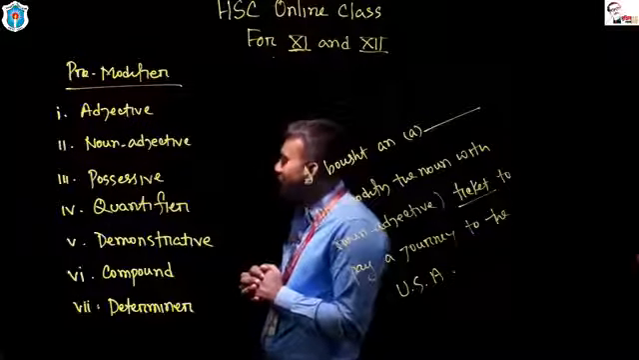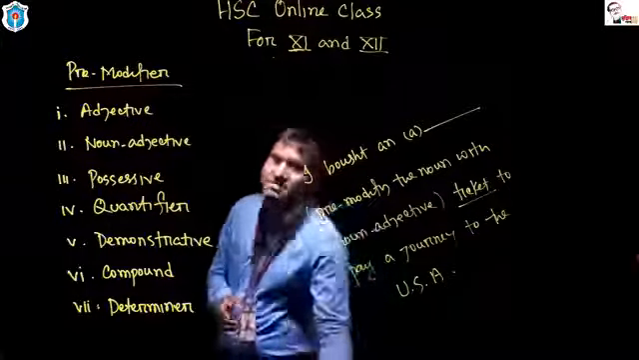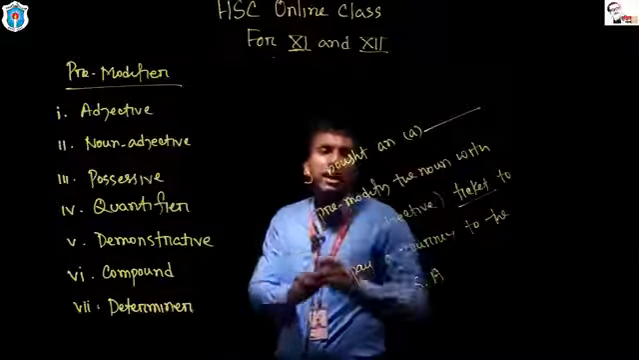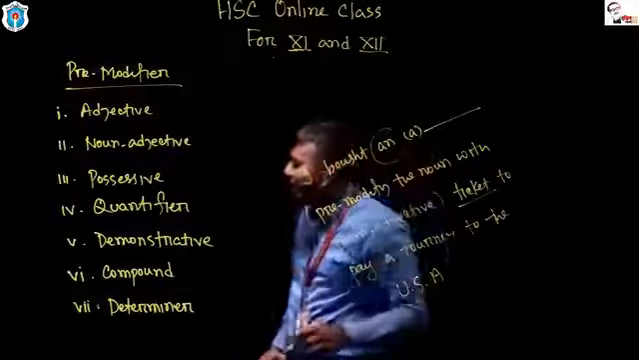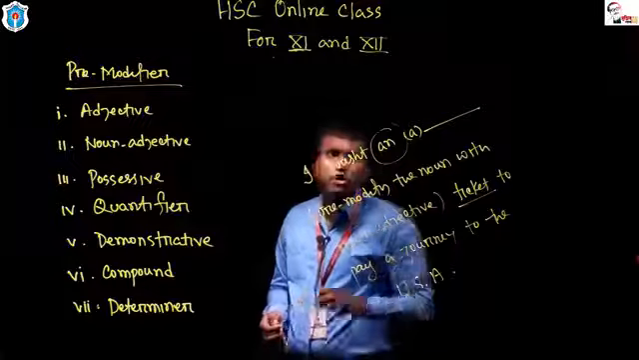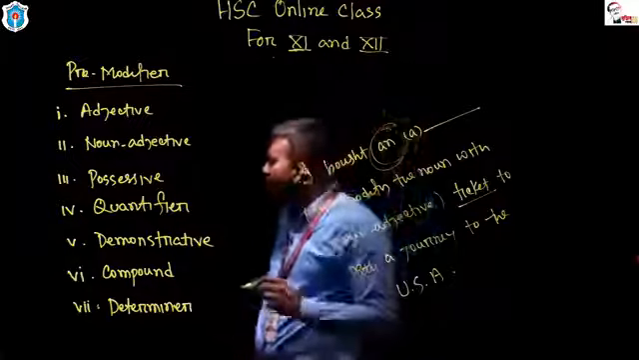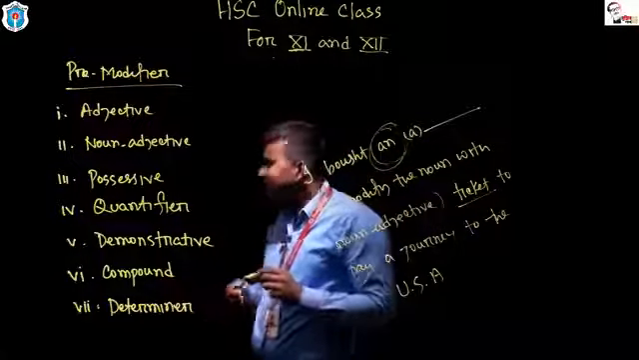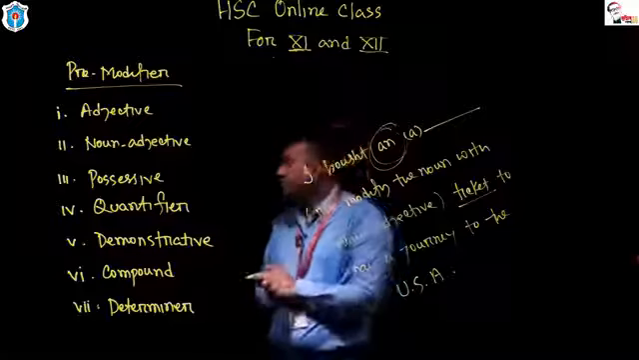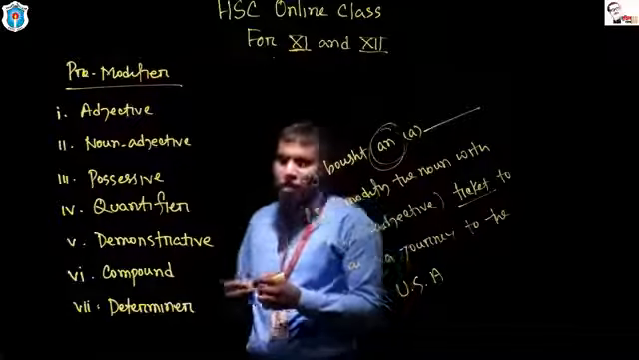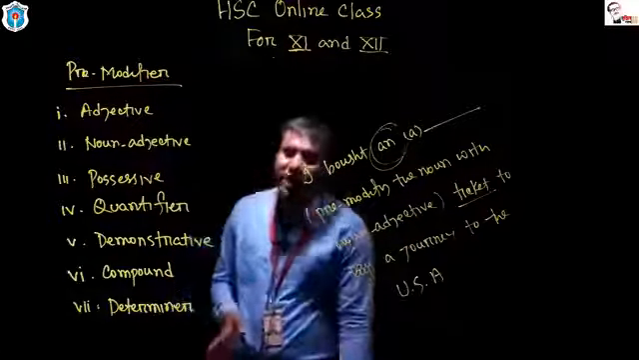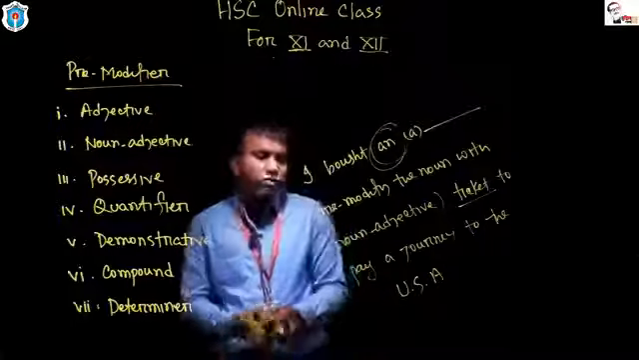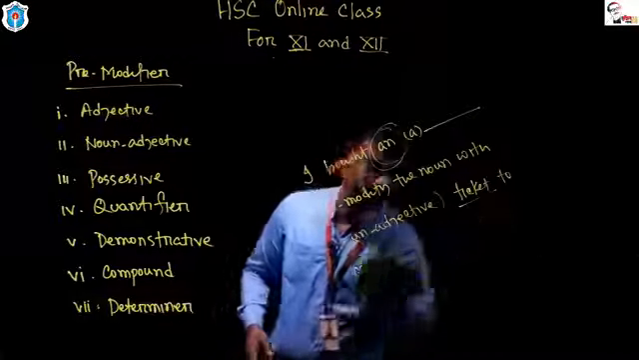Okay, most of you have written bus, dear students, but you cannot use bus because I have used an. You must use a vowel sound. Okay, the answer is air ticket. Thank you. So my dear students, you have got what adjective is, you have got what noun adjective is.